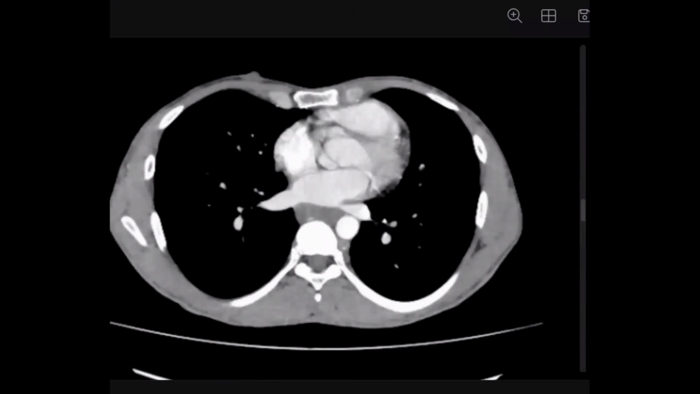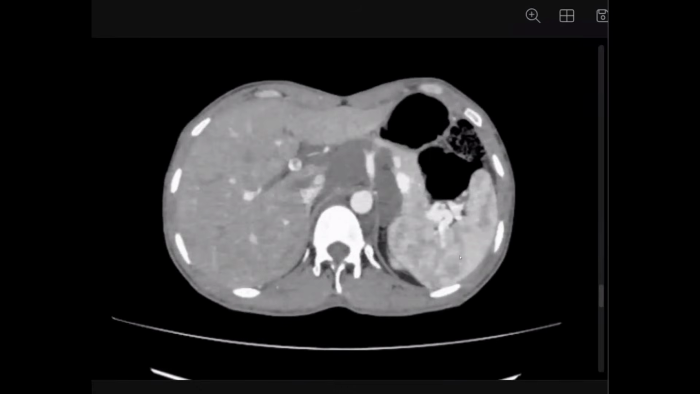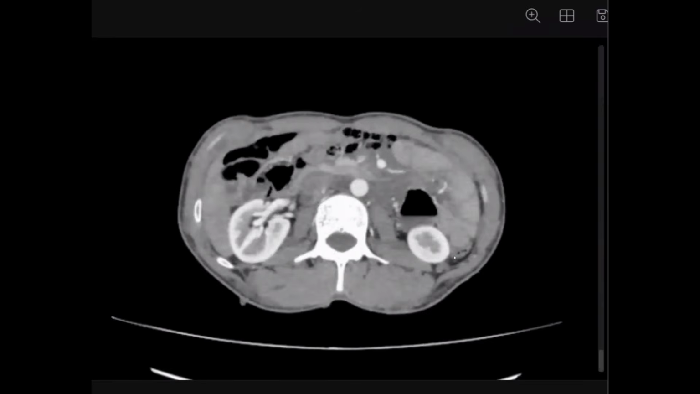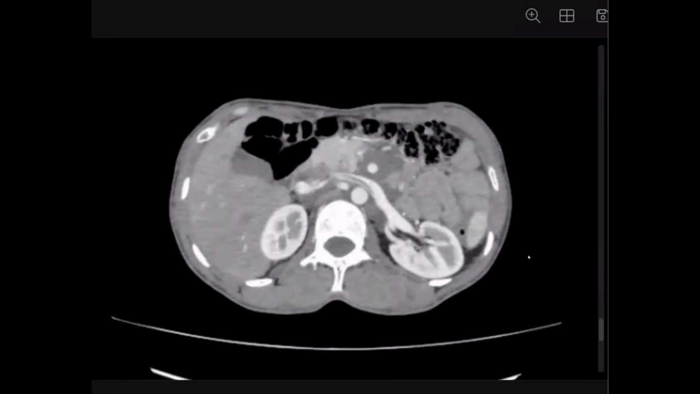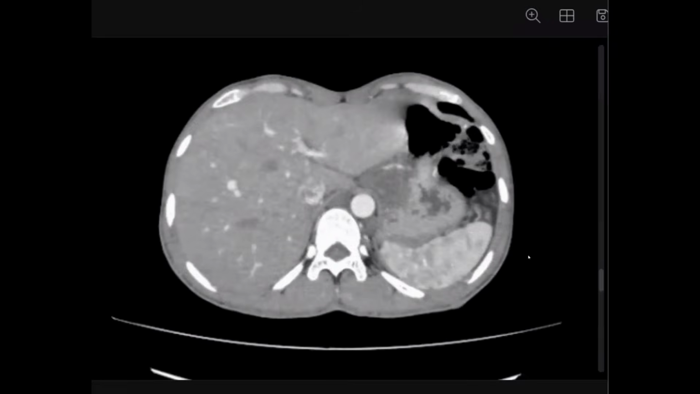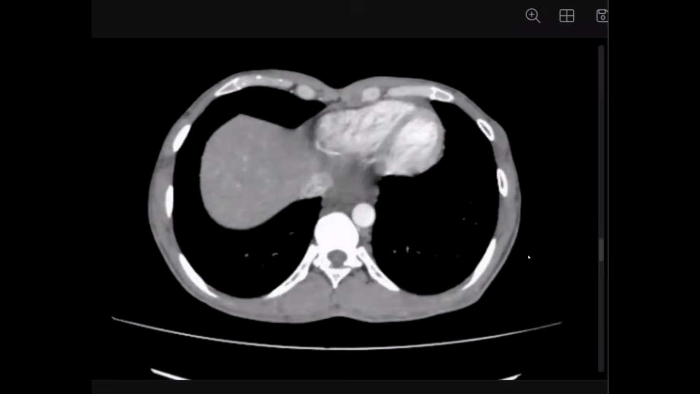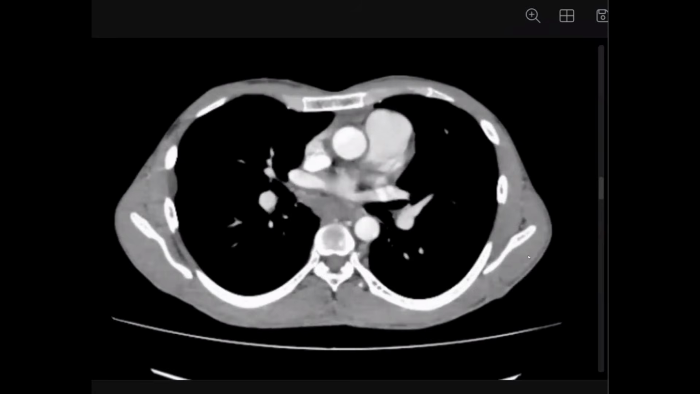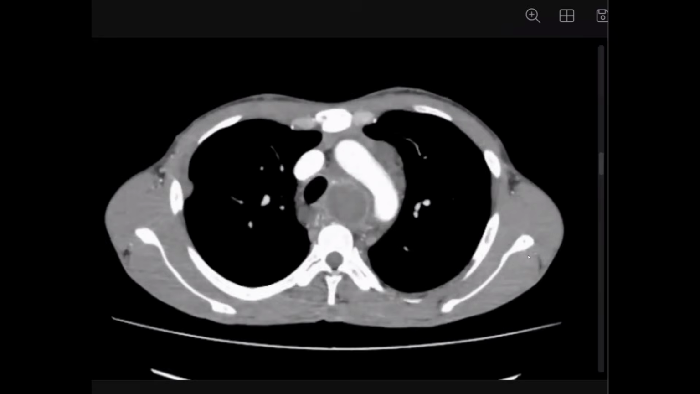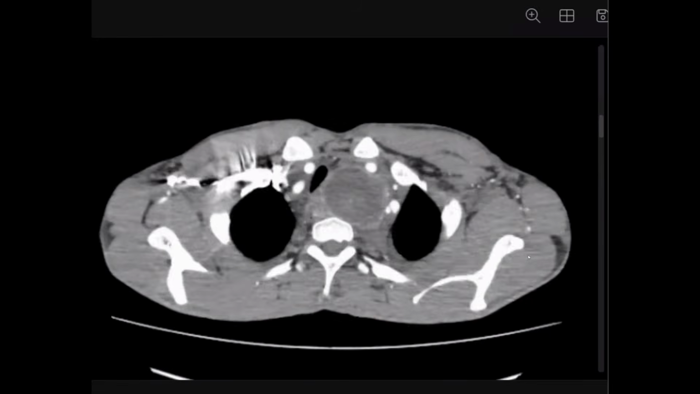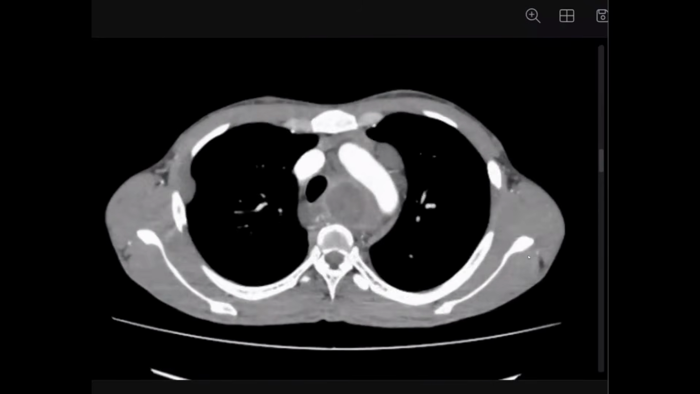I will scroll for you. This case is a CT abdomen post-contrast arterial phase, in which I can appreciate there is a hypodense soft tissue mass posterior to the left atrium.